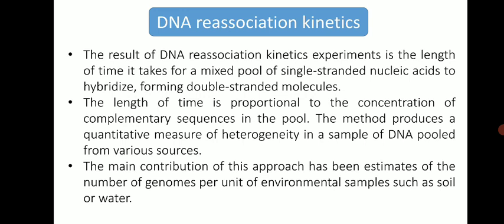So the method produces a quantitative measure of heterogeneity in a sample of DNA pooled from various sources. By this reassociation kinetics, or this hybridization principle, almost any kind of DNA molecules can be tested, and we can find different microbial species based upon the homology principle. The main contribution of this approach has been the estimate of the number of genomes per unit of environmental sample, such as soil or water.